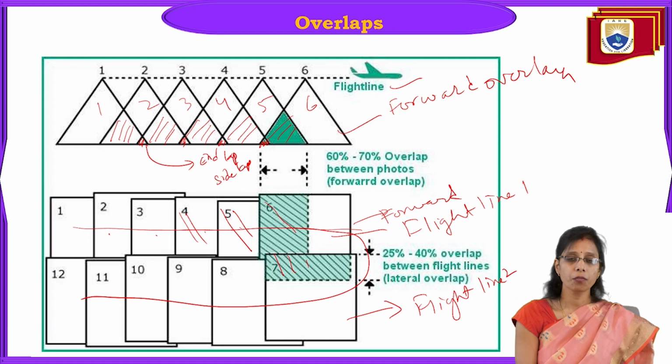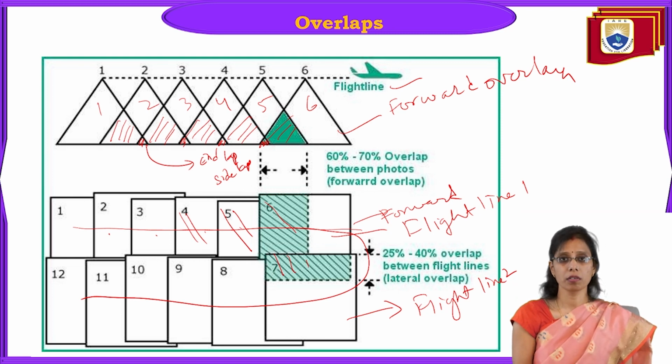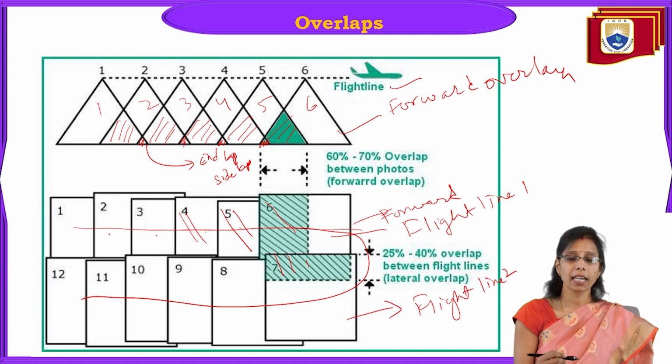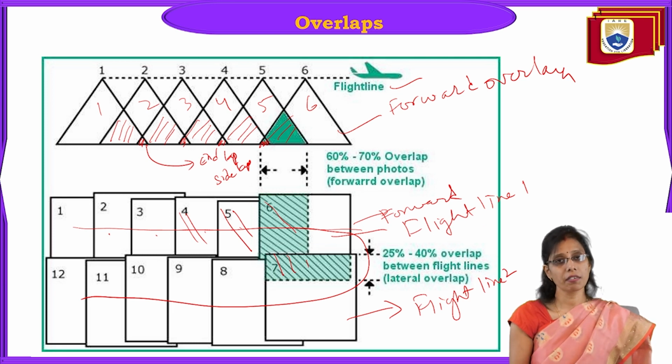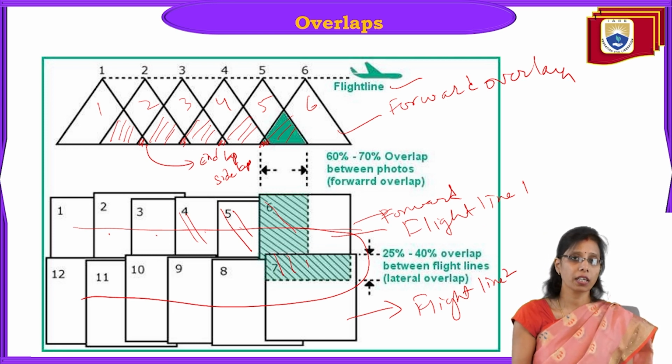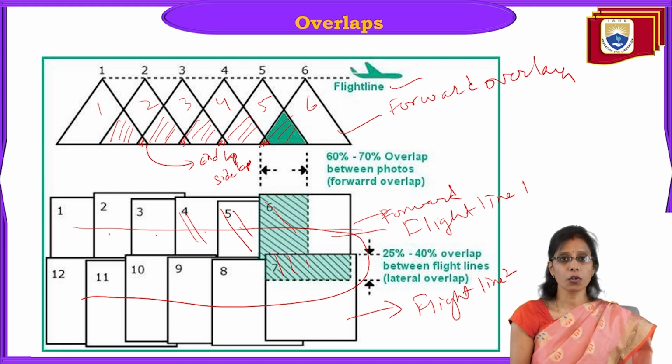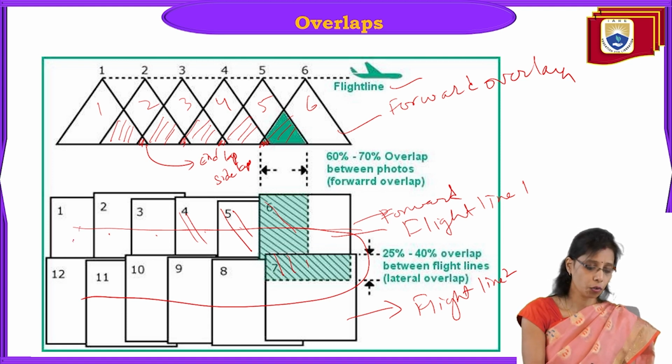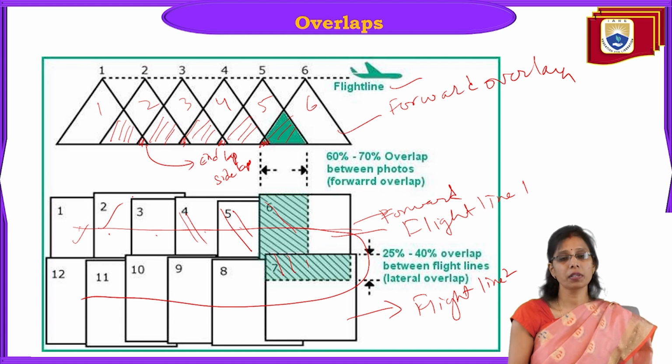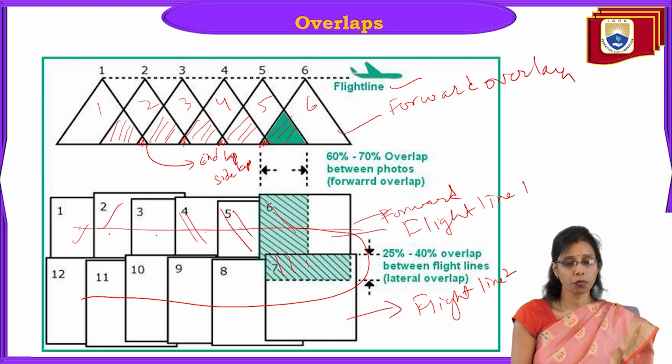So always remember the forward overlap will be more compared to the side lap, because side lap is between the flight lines, whereas forward overlap is between the photos, photo 1, 2, 3, 4. So forward overlap is more. In most cases it is 60 to 70%, and up to 80% overlap we can also find. If you take a pair of photo 1 and photo 2, you may see that 80% of the area is common in these two photos.